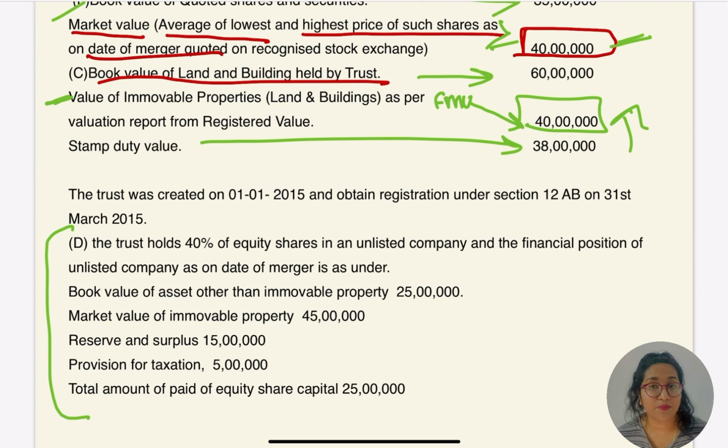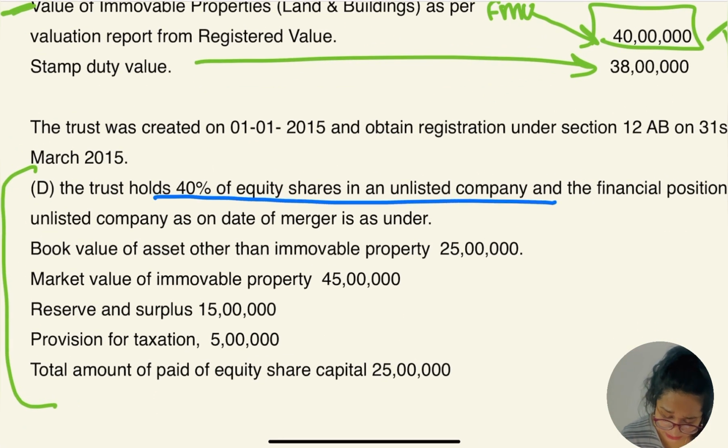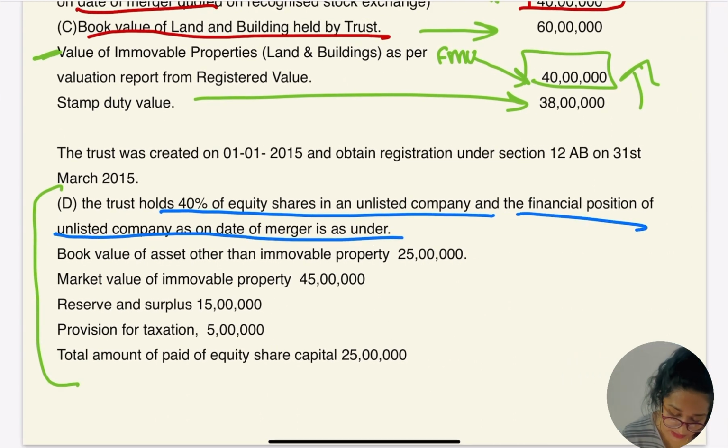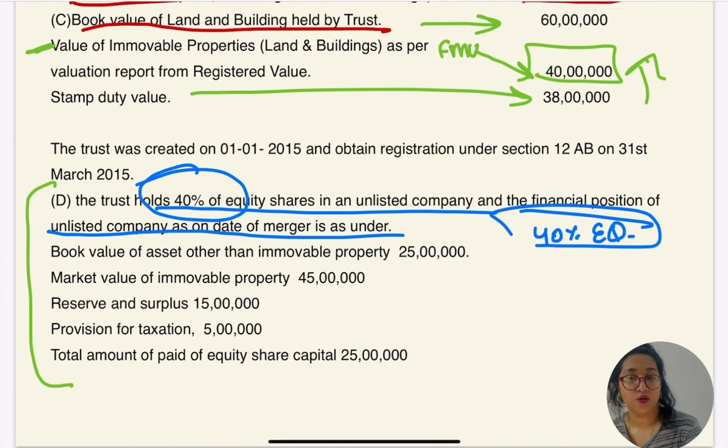This is the main point, and it is also part of the assets. Let me take another color. Okay guys, the trust holds 40% of the equity share in an unlisted company, and the financial position of the unlisted company as on the date of merger is given. So how much share is the trust holding? 40% of the equity share. Among these values we are only going to take 40%. Remember this.